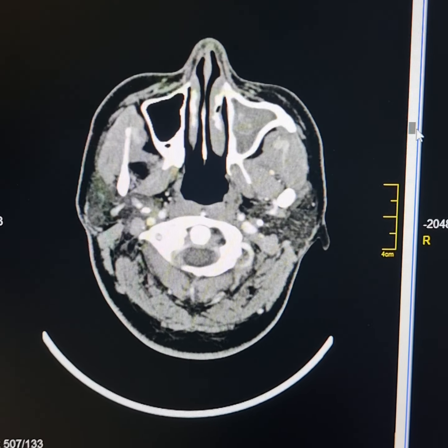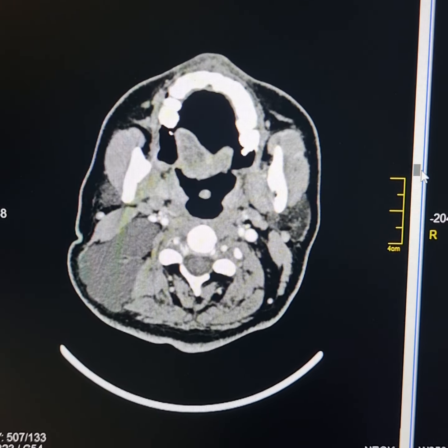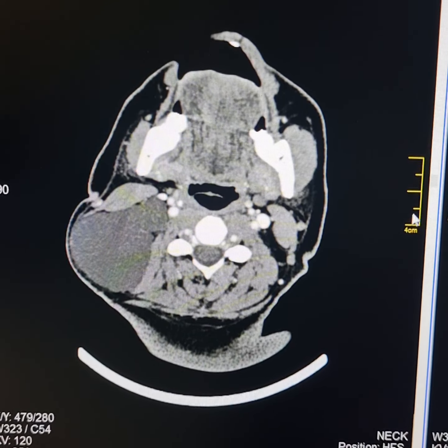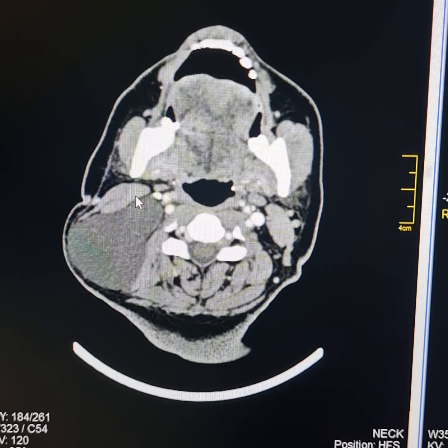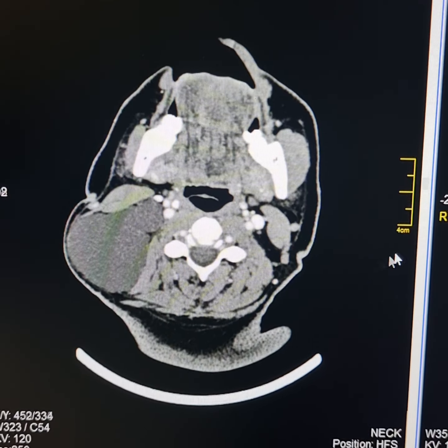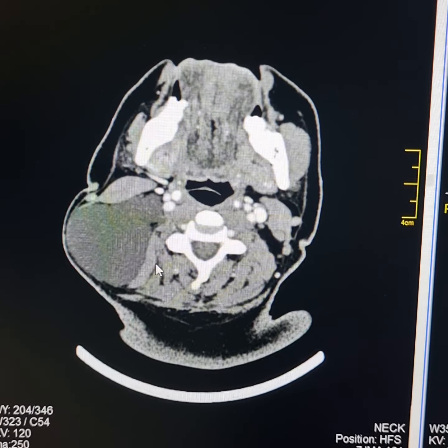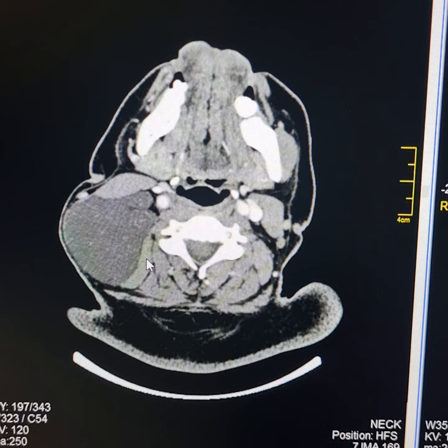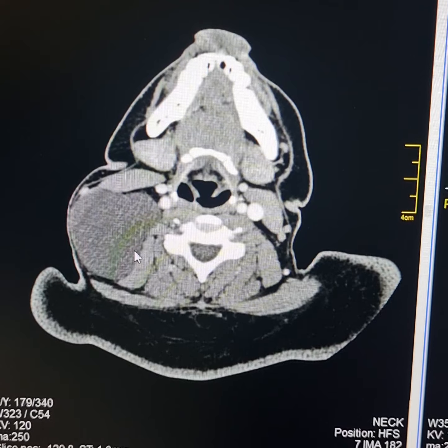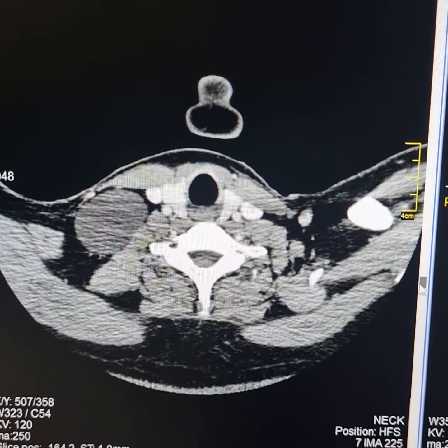Now, as I scroll down, there is an oblong cystic lesion which lies along the right lateral side of the neck. This one is the cystic lesion here. It lies posterior to the sternocleidomastoid muscle. This is the right sternocleidomastoid muscle, which is displaced anteriorly with a fairly distinct interface. Posteriorly, it lies in contact with the anteromedial surface of the right levator scapulae muscle, which is displaced posteromedially. Inferiorly, this cystic lesion extends up to the right supraclavicular fossa.